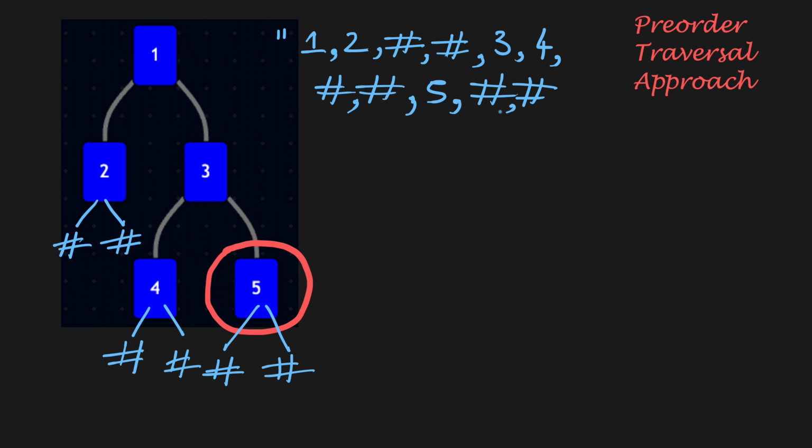So we append 2 hashes to the string. And now we have processed all the nodes. So we are done and this is our final string. It beautifully captures the entire structure in a single string.